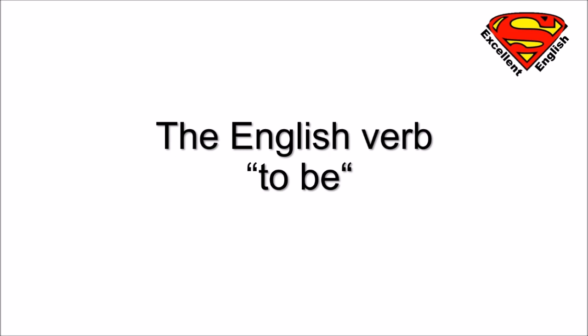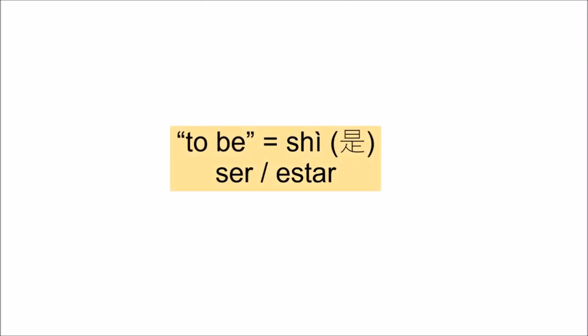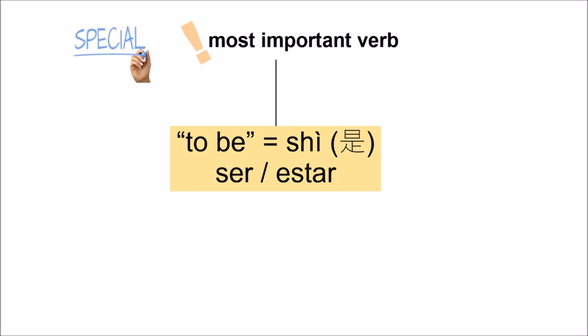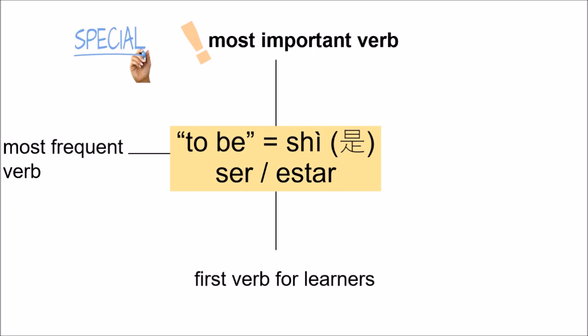Today I'm going to talk about the English verb to be. To be is the equivalent of the Chinese "shi" or of the Spanish ser or estar, and it has many superlatives. To be is the most important English verb. It is the verb most learners of English are confronted with first. It is the most frequent verb, and it is the most irregular of all verbs. So if you are learning English, you should definitely know how to use it correctly.